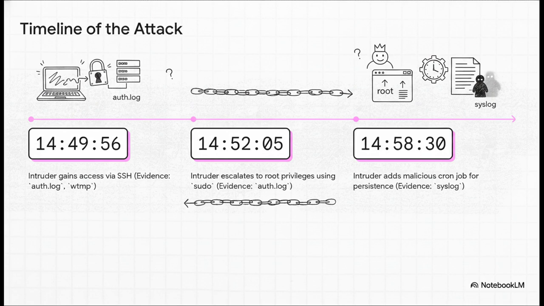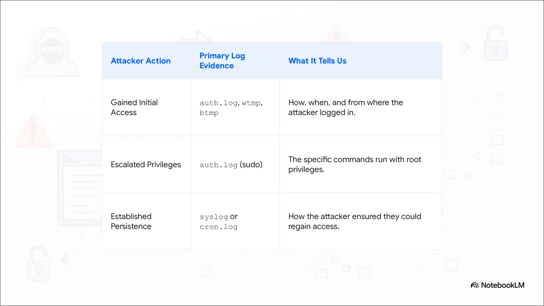At 14:49, boom, the intruder gets in with SSH. We see that in auth.log, and we confirm it with WTMP. Just a couple minutes later, at 14:52, they use sudo to become root, also right there in auth.log. And then finally, at 14:58, they set up their backdoor using a cron job, and that event gets logged in syslog. Every single step.